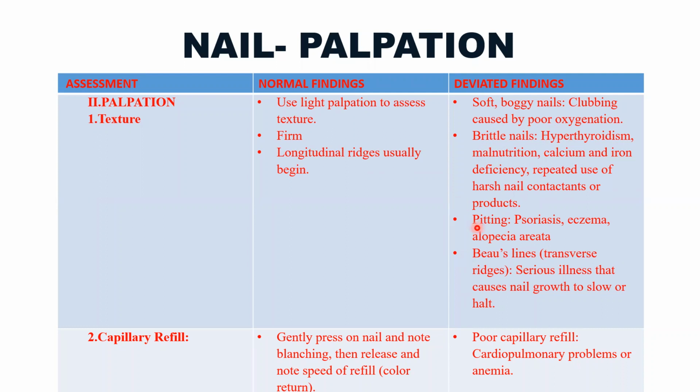Pitting is seen in psoriasis, eczema, and alopecia areata. Beau's lines, that is transverse ridges, are from serious illnesses that can cause nail growth to slow or halt. This is the texture of the nail. When it comes to capillary refill, how will we check it? We pinch the tip of the nail, and when you release, the capillary refill should be less than 2 seconds. Gently press on the nail and note blanching, then release and note the speed of refill, that is, how soon the color reverts back. Poor capillary refill indicates cardiopulmonary problems or anemia.